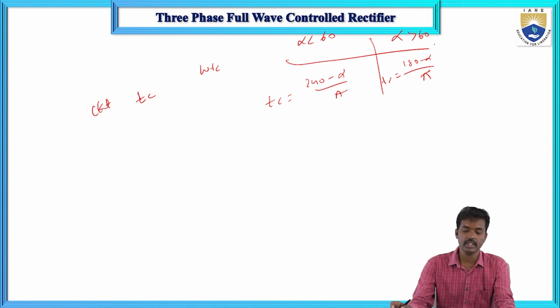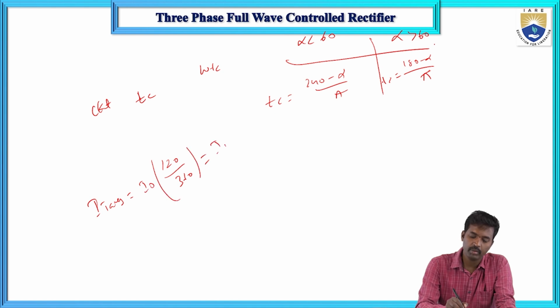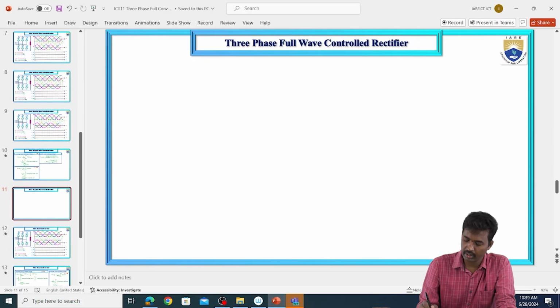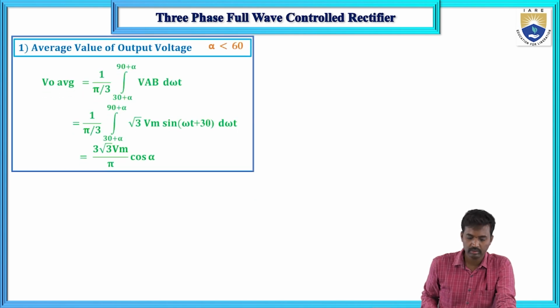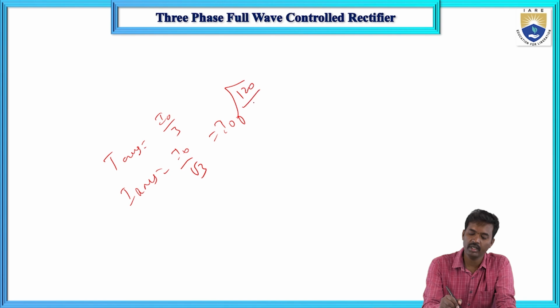So now here another case, each thyristor is conducting up to what angle here. So for less than 60, 120 degrees duration. So here IT average equals 120 by 360 into I naught. So that is I naught by 3, and IT RMS equals I naught by root 3. That means here I naught into square root of 120 by 360, that equals I naught by root 3.